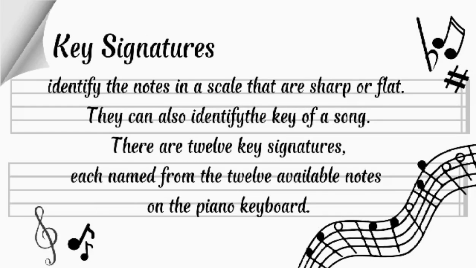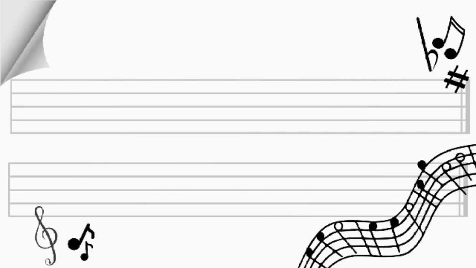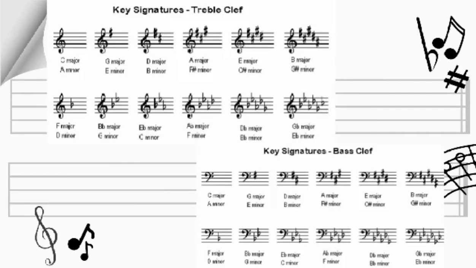Key signatures. They identify the notes in a scale that are sharp or flat. They can also identify the key of a song. There are 12 key signatures, each named from the 12 available notes on the piano keyboard. Here are the samples of key signatures from treble clef and bass clef.